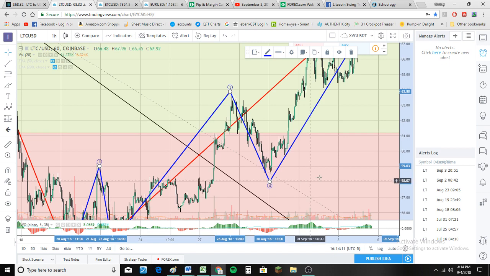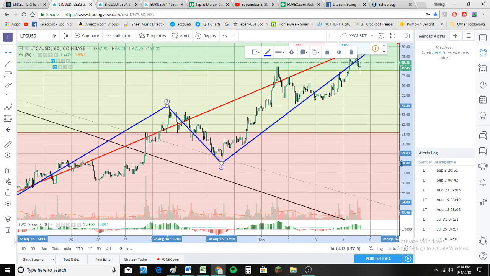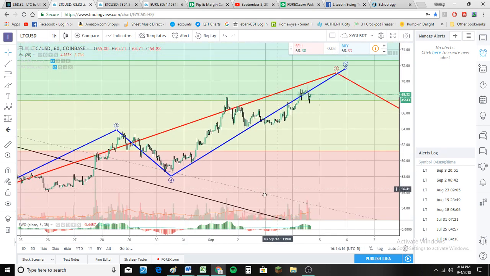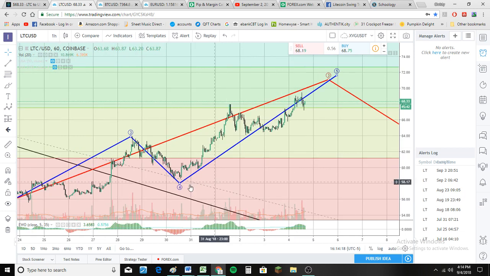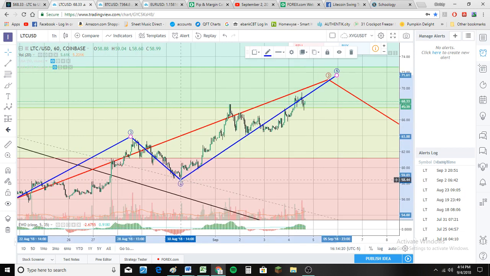And then we come down for a 4. And then, can we find 5 waves in this last 5? So here, we start here. Now, this was a correction right down here.